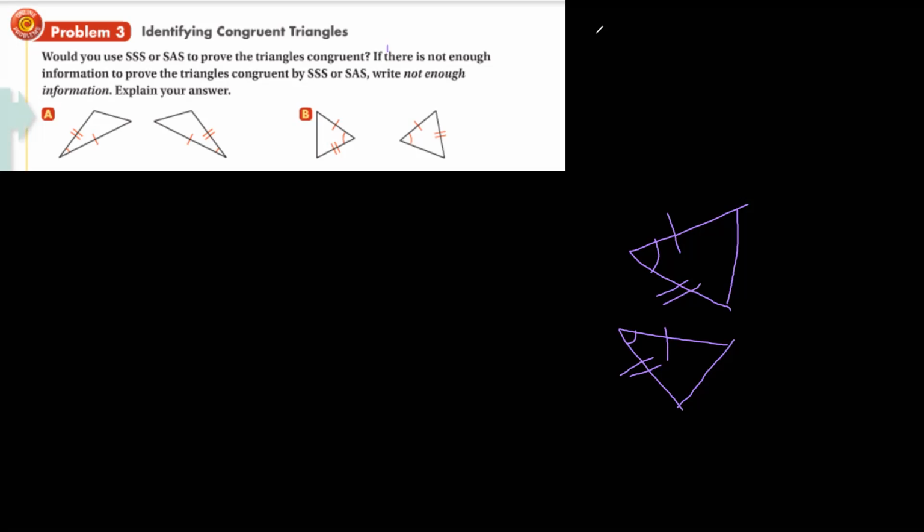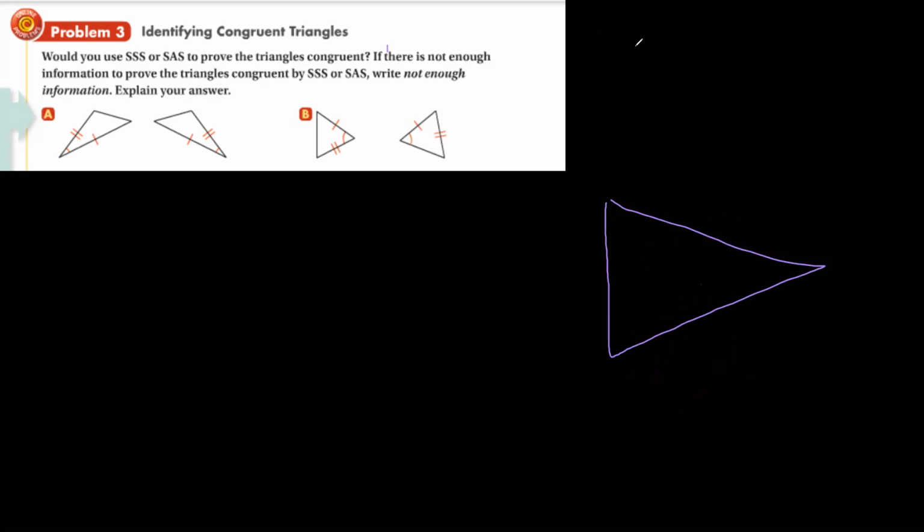Now look at the second one. In the second one you will have the first triangle and the second triangle also. He told me that this side is congruent to this side, and this side is congruent to this side, and this angle is congruent to this angle. Which postulate helped me? SAS.